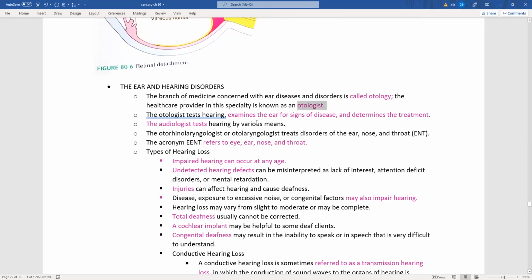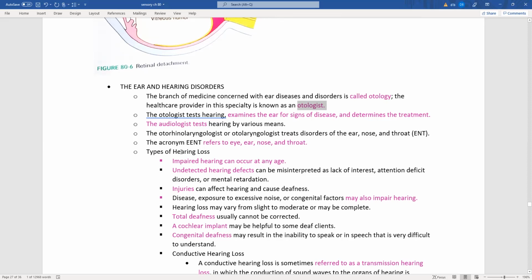The audiologist is the person who tests hearing by various means. This is the ear, nose, and throat doctor. This is the ear, this is the nose, this is the throat. So, otorhinolaryngologist, or otolaryngologist, treats disorders of the ear, nose, and throat. EENT refers to eye, ear, nose, and throat.